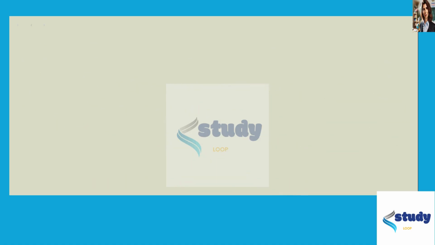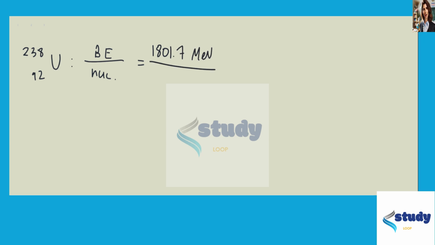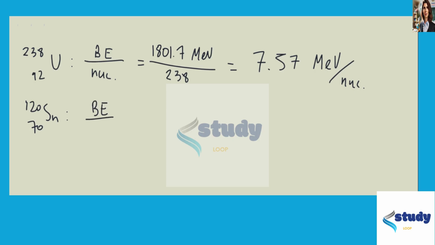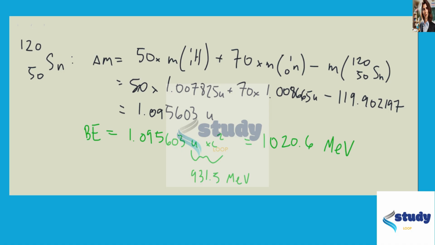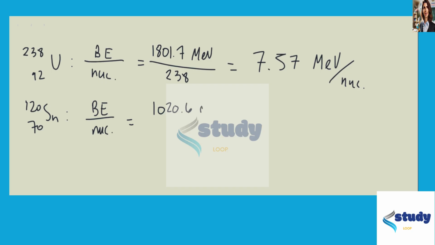And so for uranium, the binding energy per nucleon is going to be what we calculated here, 1801.7 mega electron volts, but we have to divide by 238 because that's the number of nucleons. So that gives me 7.57 mega electron volts per nucleon. And then for tin, the binding energy per nucleon will be what we calculated here, 1020.6 mega electron volts divided by 120 nucleons, and that gives me 8.5 mega electron volts. You can even add a 0 here for extra precision.